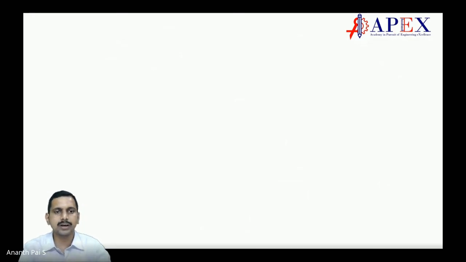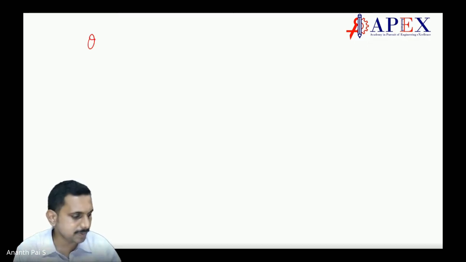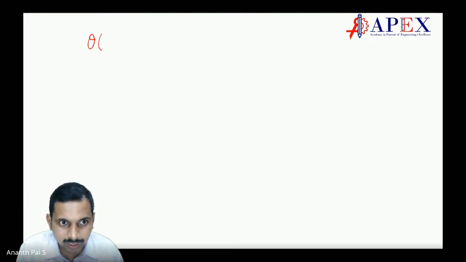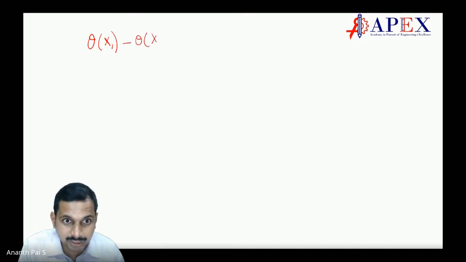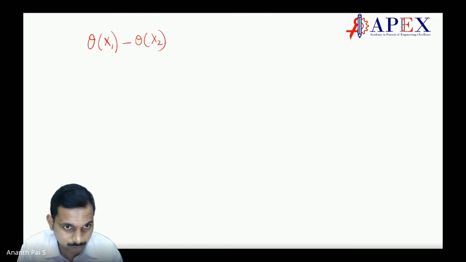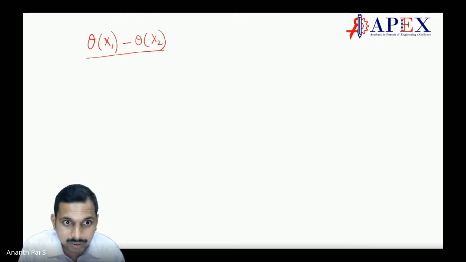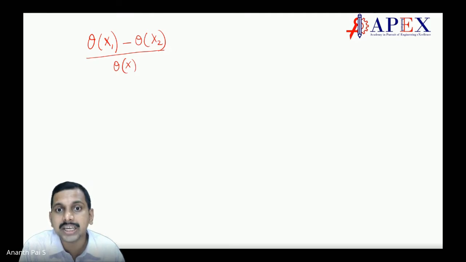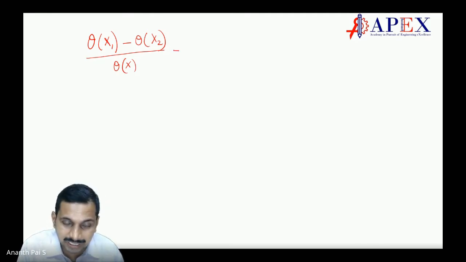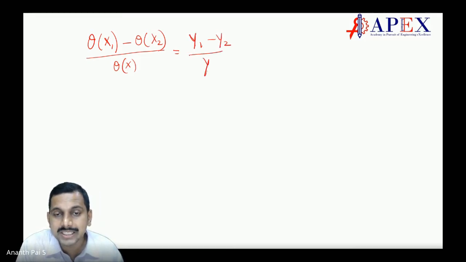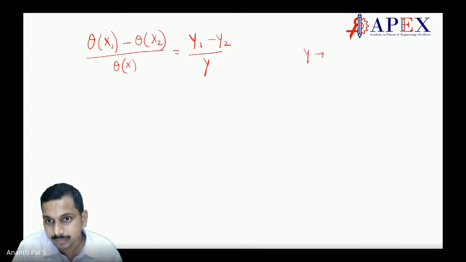Let me reiterate this. What is happening here? If theta is my temperature, theta at state x1 and theta at state x2, divided by theta at any state x in between, is equal to Y1 minus Y2 divided by Y. Now Y is a measurable quantity.